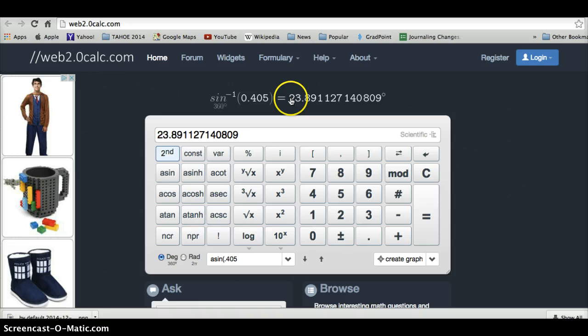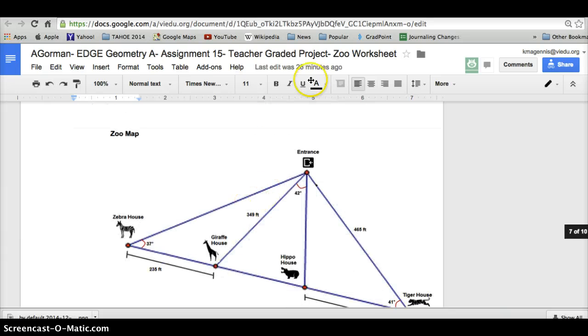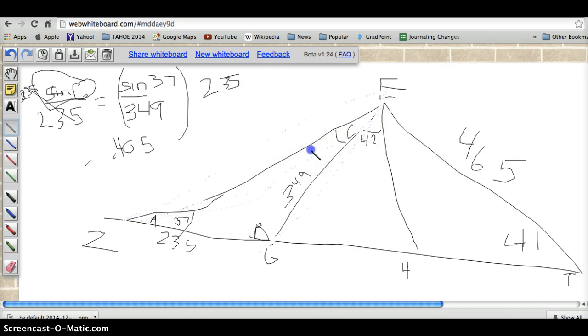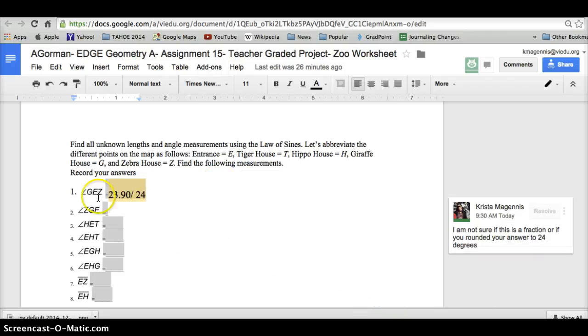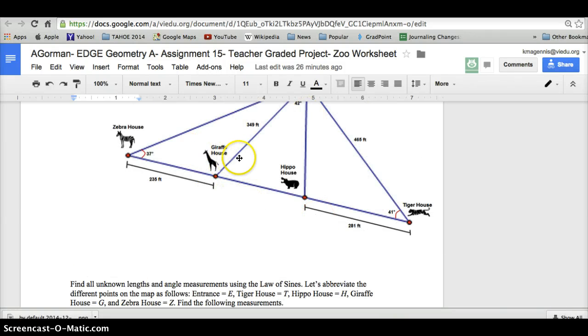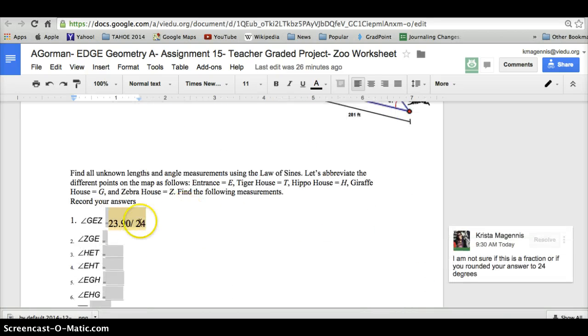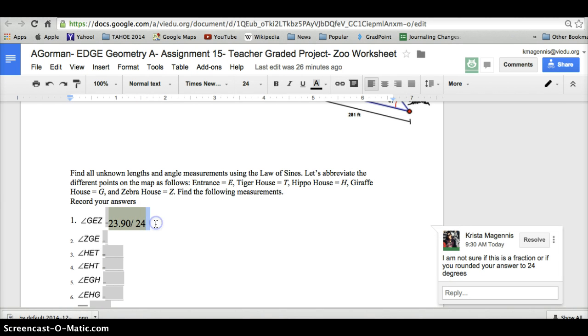This is the angle, 23.9, but go ahead and round it to the nearest whole number. So what we found here is the angle here is 24 degrees. Gosh, sorry about that. There we go. So in here we found that GEZ, you can either call it GEZ or ZEG, was 24, which is what you got here, but this looks like a fraction. So if this is the number you rounded it to, just please put 24.